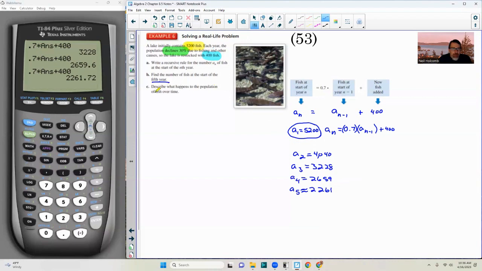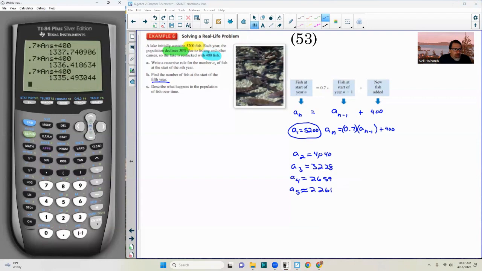So what is happening to this population? Describe what happens to the population of fish over time. Well, over time, the population of the fish keeps decreasing. But if I just keep hitting enter, getting down to 1983, 1781, and so on. 1442, 1409, 1386. I'm just continuing to hit enter here. 1346, 42, 39, 37, 36.